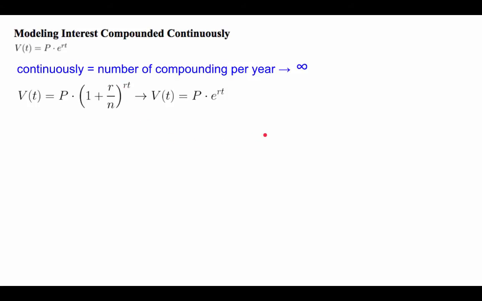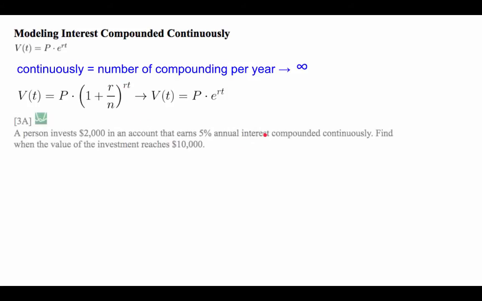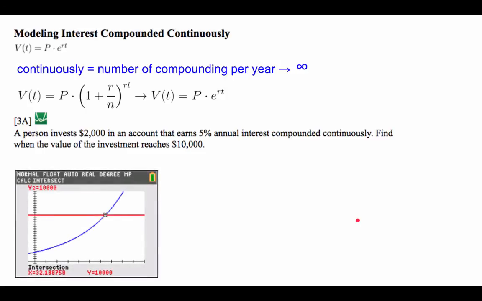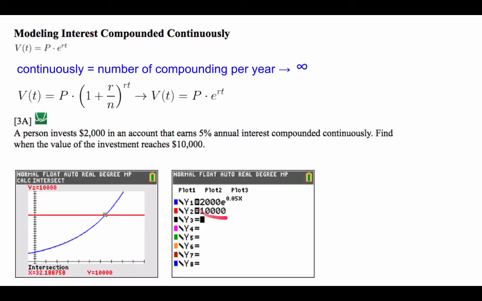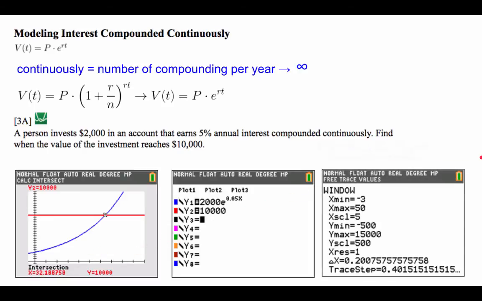All right, so here's a question. $2,000, same 5%, compounded continuously. Find when the value of the investment reaches 10,000. Just as before, I typed in the interest rate and the equation, and I drew it. It came out to 32.19 years, right? Same window, guys.